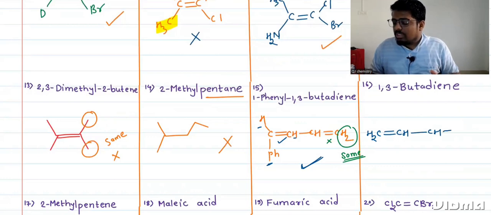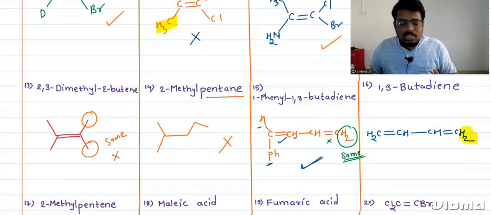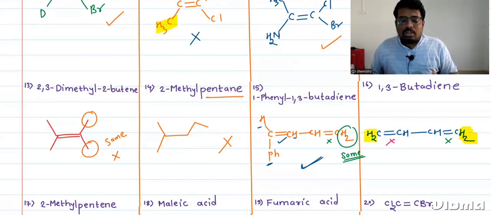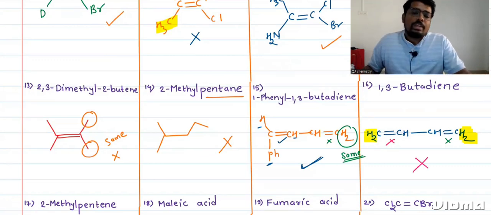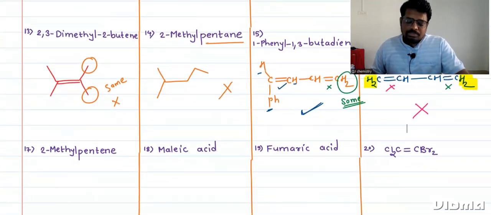So in 1,3-butadiene, terminal hydrogens are the same, so there is no geometrical isomerism around the carbon-carbon double bond. Similarly, we have to check the other carbon-carbon bond. Here also the terminal groups are the same, so no geometrical isomers. So 1,3-butadiene does not show geometrical isomers, right? Yes. Next example.